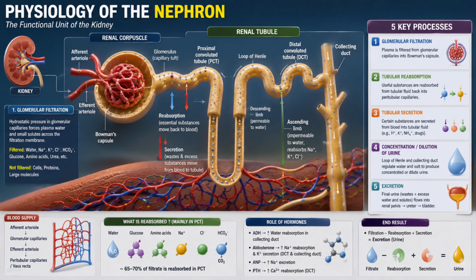In summary, nephron physiology consists of 4 integrated processes: glomerular filtration, tubular reabsorption, tubular secretion, and final excretion. So together these mechanisms maintain homeostasis by regulating body fluid volume, electrolyte balance, acid-base status, and the elimination of metabolic waste through urine.